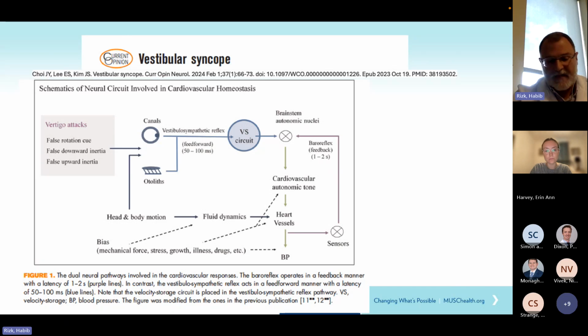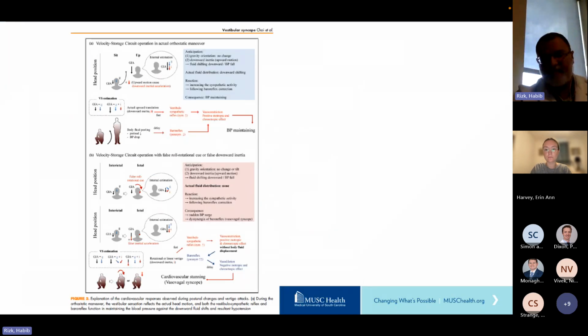But there is something that is being more and more recognized, which is the term vestibular syncope. The vestibular system can affect the cardiovascular system pretty intensely. And the vestibular sympathetic reflex is the first reflex to be engaged when we change positions, even faster than the baroreceptor reflex. So the way to understand vestibular syncope is a type of dysautonomia, a dyssynergy between the vestibular sympathetic reflex and the baroreceptor reflex.